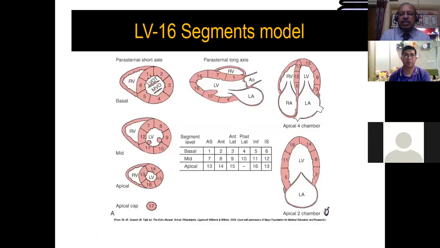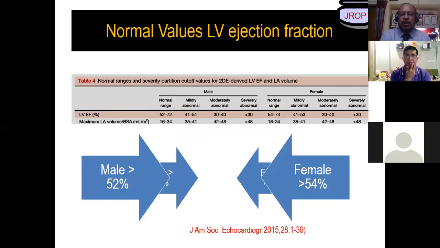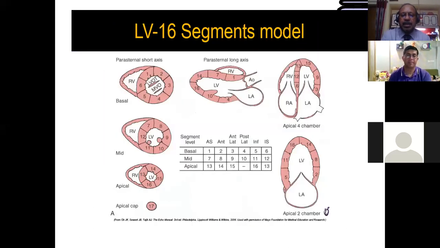Next comes the 16-segment model of the left ventricle. Here is the 4-chamber view, here is the 2-chamber view, here is the 3-chamber view. In the 4-chamber view, the mid and basal septum is supplied by the RCA. The apical septum, LAD. The apical lateral wall, LAD. The mid and basal lateral wall, circumflex.